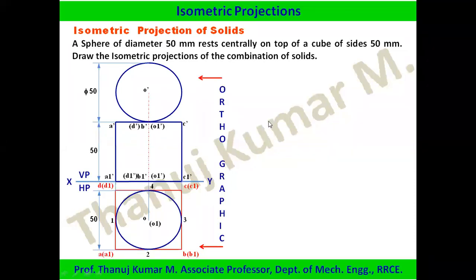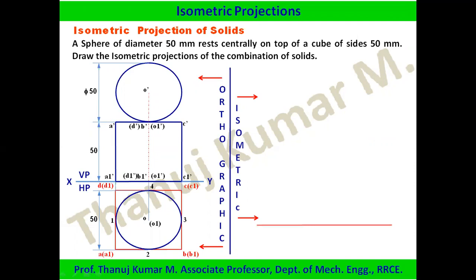Now let me go to the isometric projections. In isometric projections, we start with the top view. So what we do, we draw one horizontal line, then we draw two 30-degree angle lines on either side. I'll call them OX and OY, so that it makes you understand that there are two coordinate axes that are 120 degrees apart. We're not talking about Z.